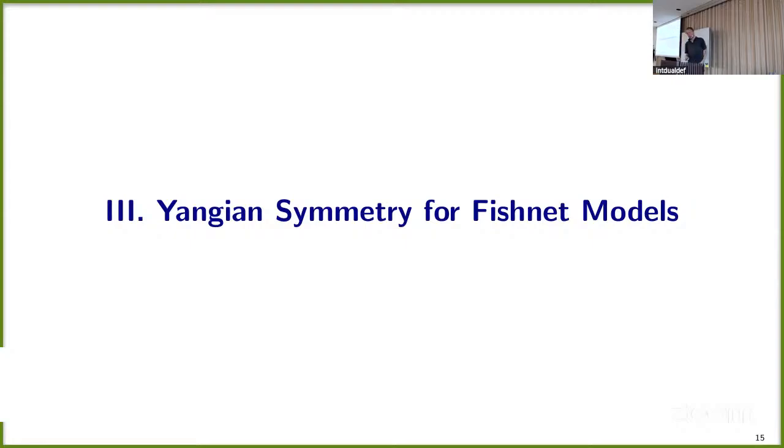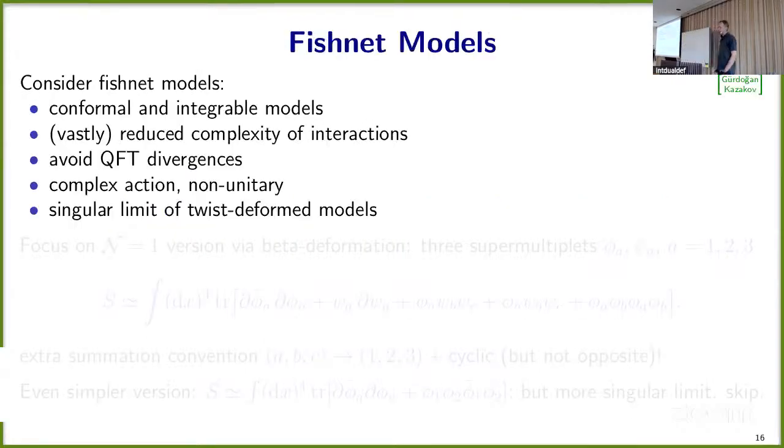Let's now address fishnet models. Fishnet models, as a reminder, are a class of conformal and integrable models with a vastly reduced complexity of interactions. In other models, you have quite complicated or delicate sets of interaction terms. In the fishnet models, that is much reduced. In that way, they also avoid some of the QFT divergences. However, at the price that the action is complex, and thus it's not really a unitary model. Maybe it doesn't disturb us too much, but of course, in terms of physical models, this doesn't make too much sense.